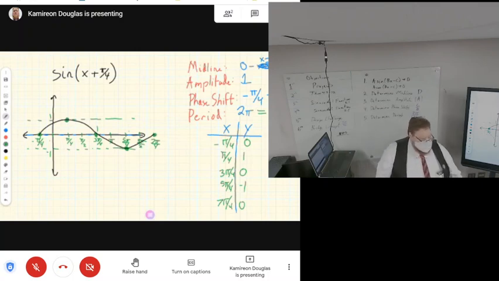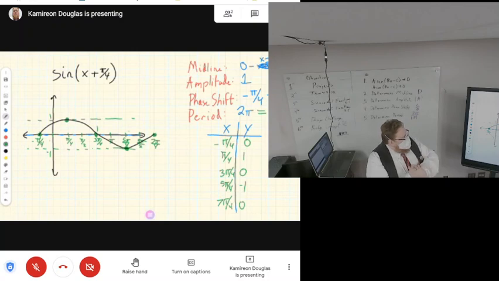All right? So again, the first 3, in my opinion, once you get used to the process, are straightforward. Midline, amplitude, period. They've got some tricks to them, some weird pieces to them, but they're doable. This one is a tough one.